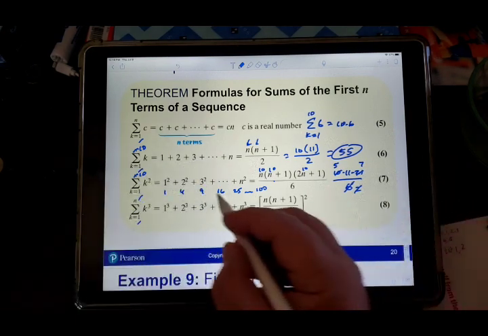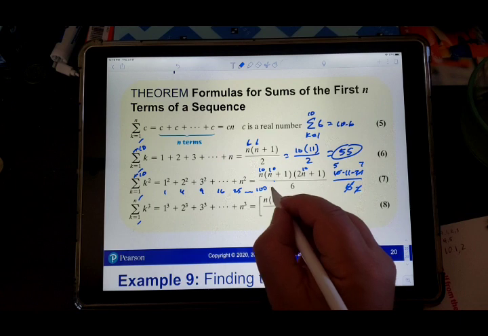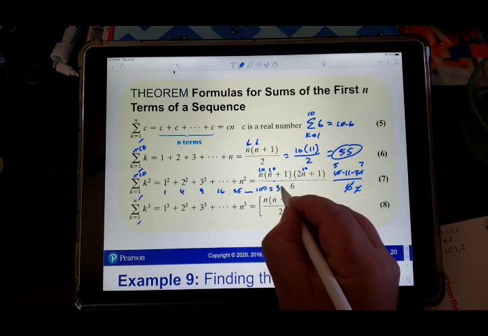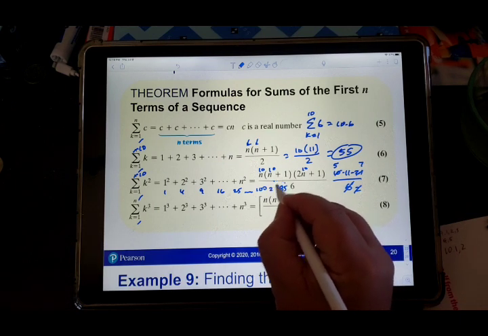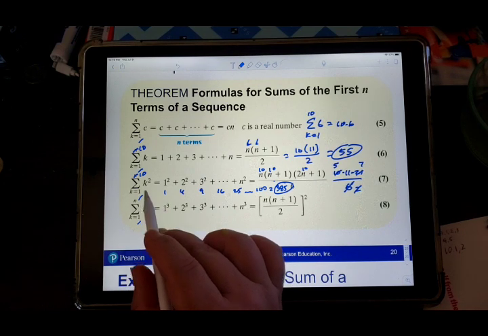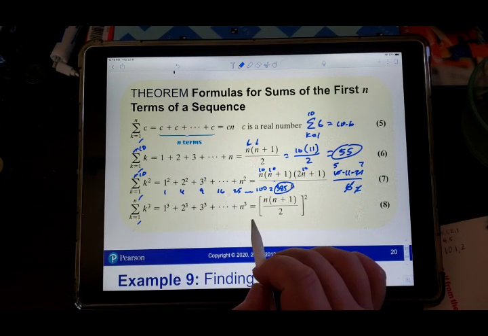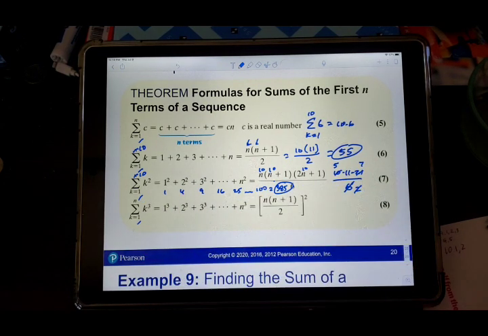$385. So it appears that the sum of the first 10 perfect squares is, well, 385. Not something I would try to do if I didn't have that formula, but it's nice to have.